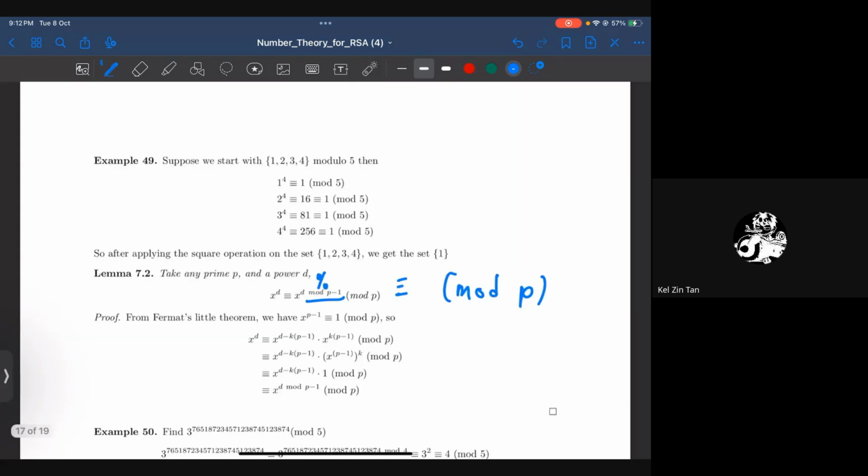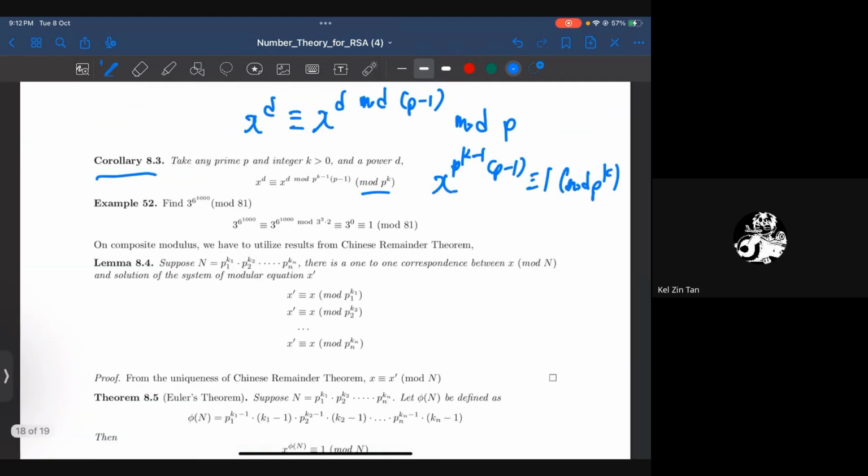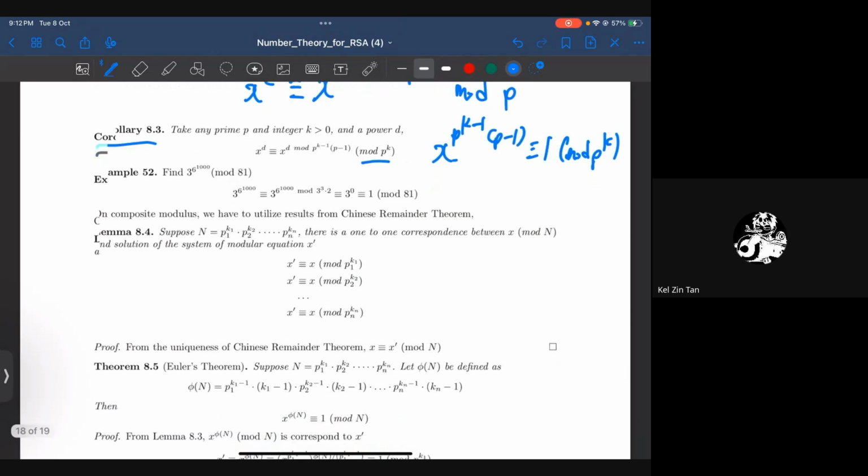The proof is basically completely similar to this one, so you can just refer to this. So I won't write out the proof, but it's basically that, right? So we have this result.